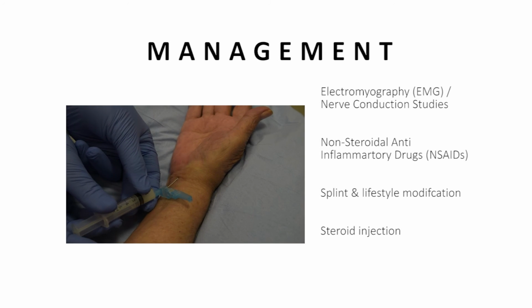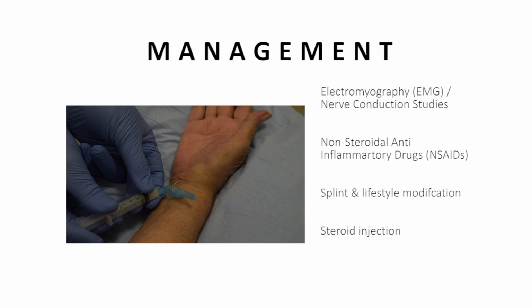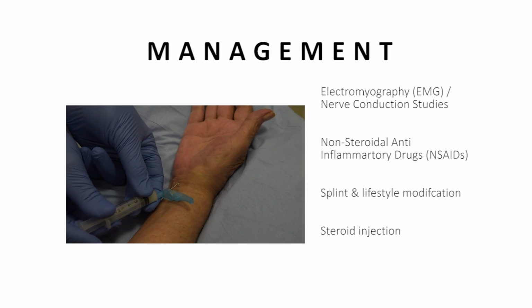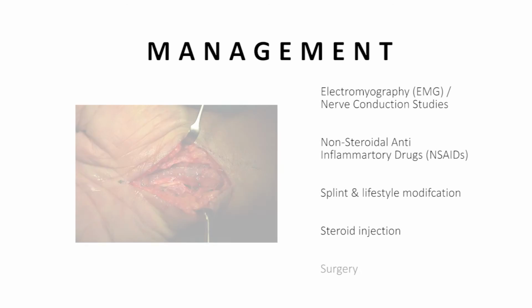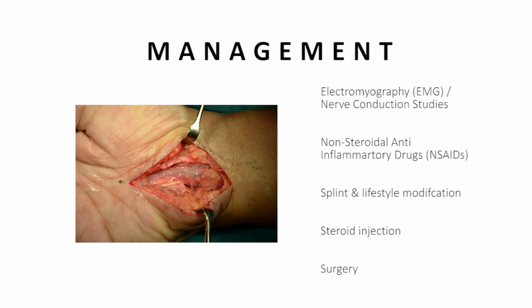Second line, local anesthetic and steroids can be injected into the carpal tunnel. And third line is carpal tunnel decompression surgery. This is usually reserved for the failure of non-operative management, or in cases with muscle weakness and atrophy, EMG abnormalities, or known extrinsic compression from a mass lesion.